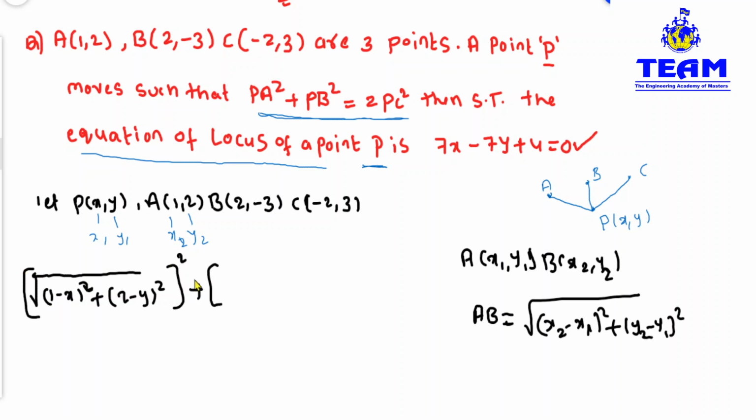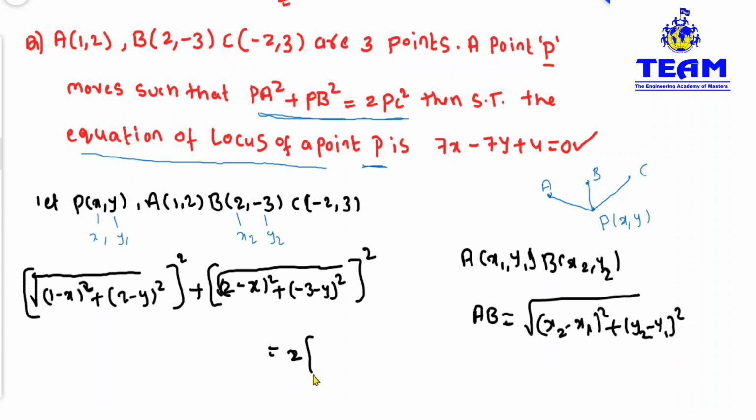Plus PB square. Now you see P is as it is, P is the first point. Now B is the second point, so you consider this as the x2 point and y2 point. Now x2 minus x1 whole square, so (2 minus x) whole square plus (-3 minus y) whole square. That's it. Now this is again a square because PB is square now. This is equal to 2 times PC square.